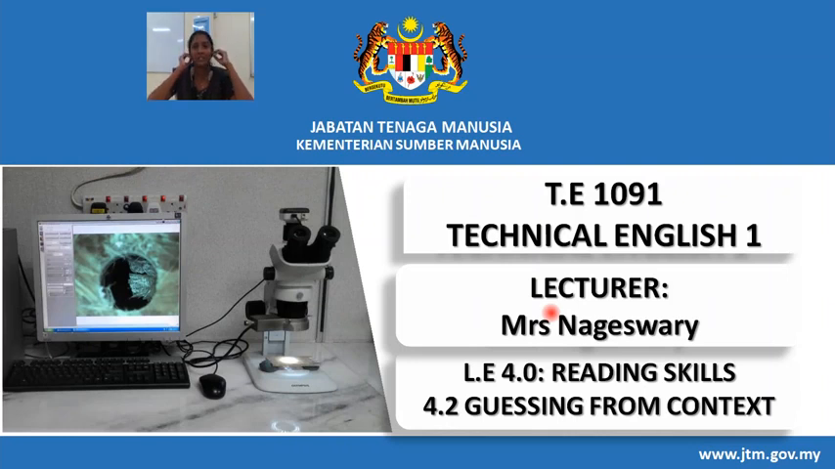Last week I taught you skimming and scanning. It's about reading skills, and today we are going to continue the lesson and focus on 4.2, guessing from context. What are we going to learn today? It's how you can guess the meaning of a particular text by having some unfamiliar words in order for you to understand. That's how you should do the guessing, and we actually have 4 types of contextual clues.